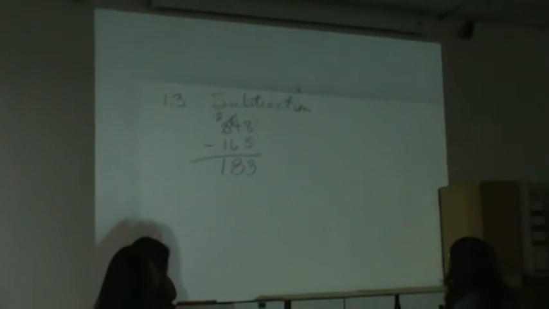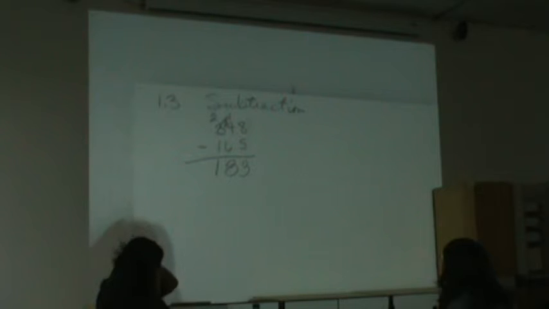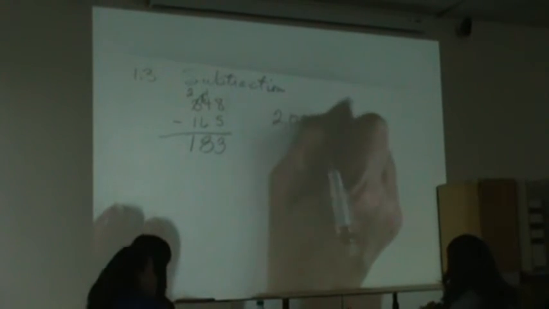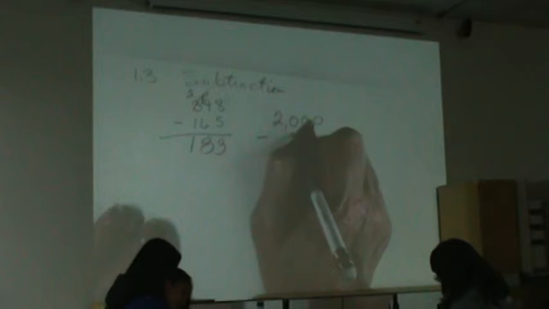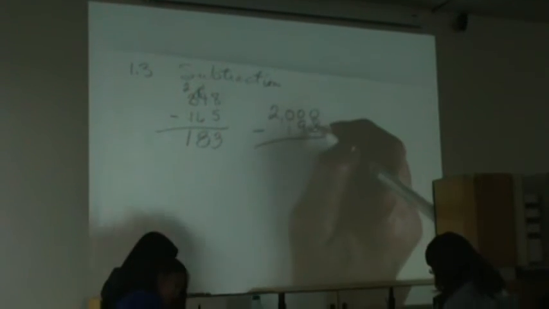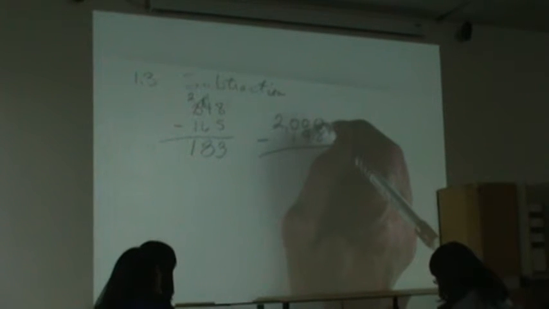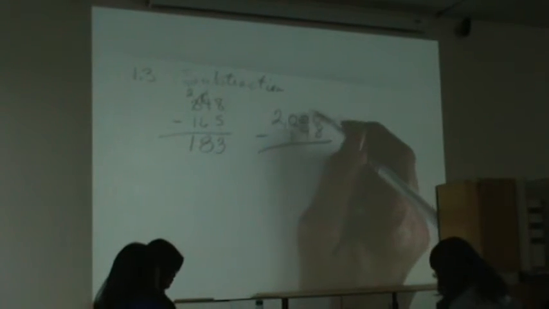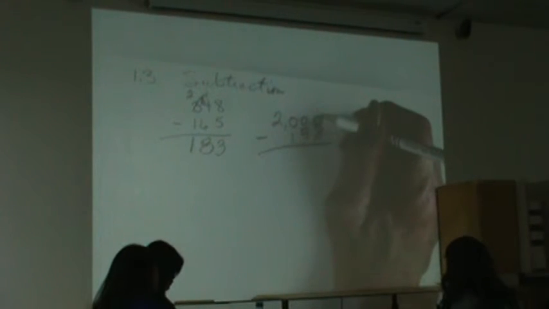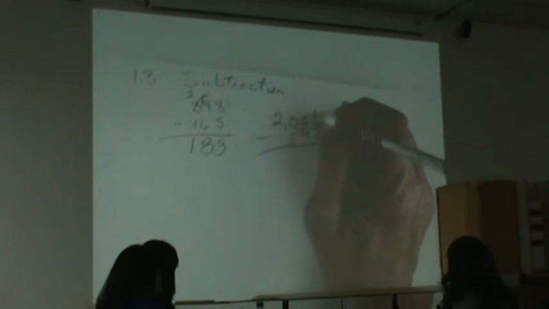Okay? And some people get mixed up when there's a lot of zeros, so let's make sure and do that so people know how to do that. Let's do 2,000 minus 198. Can't subtract 8 from 0, so we have to borrow. What are we gonna make this one right here? We're gonna make it a 10.